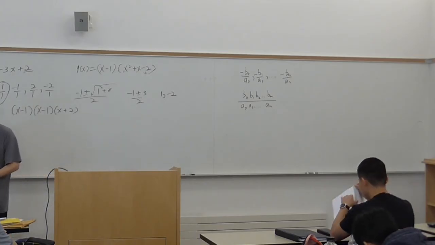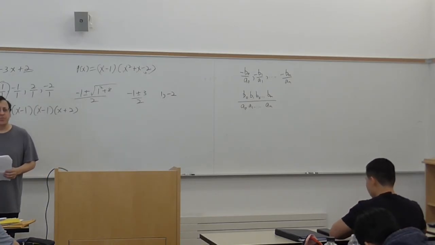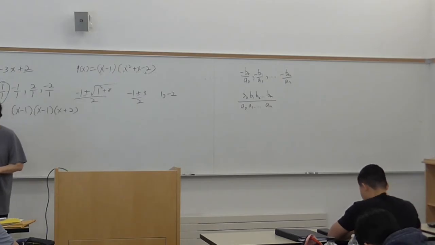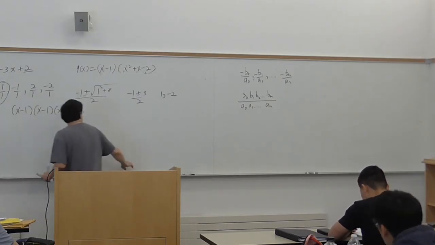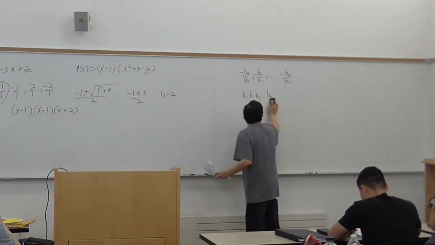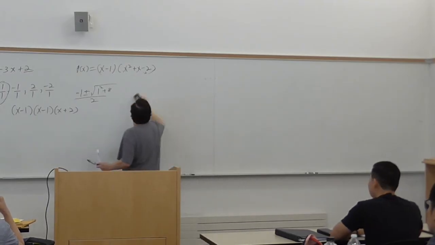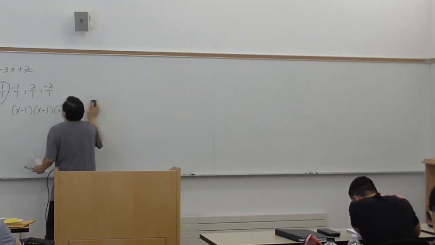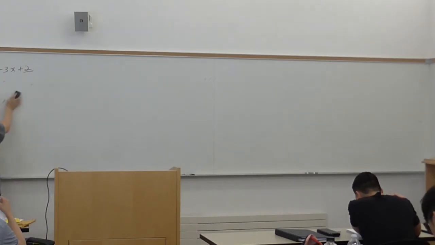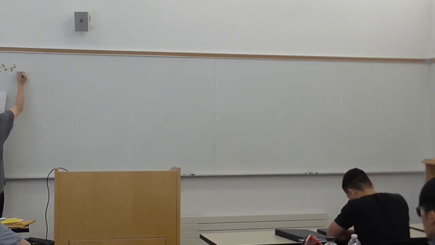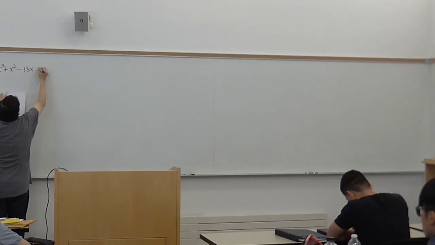Okay, not all these problems are quite this simple. We should try something a little more difficult, just to see if there are any new problems we might come across when we're trying to do this. So instead of this polynomial, let's look at something a little more daunting. How about 2x cubed plus x squared minus 13x plus 6.